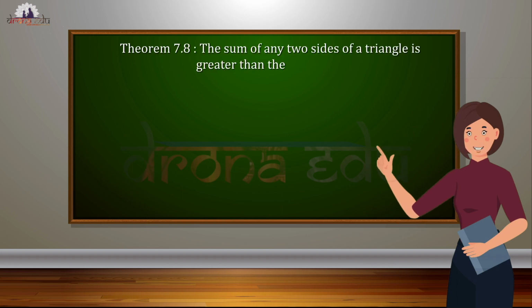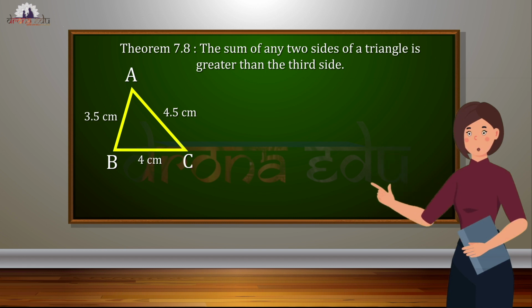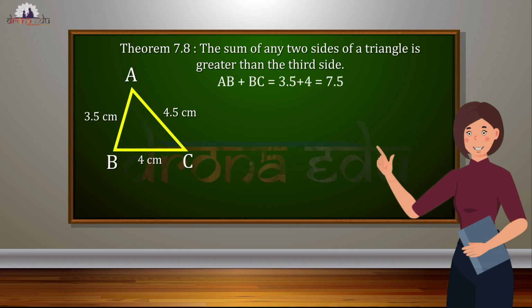It states that the sum of any two sides of a triangle is greater than the third side. So to prove this, let me consider a triangle ABC, where if you observe, AB is 3.5 centimeter and BC is 4 centimeter and AC is 4.5 centimeter. So we need to find the sum of two sides. First, let me take AB plus BC, that is equal to 3.5 plus 4, which is equal to 7.5. And if you observe the third side, which is AC, it is 4.5. So from this I can say that AB plus BC is greater than AC.